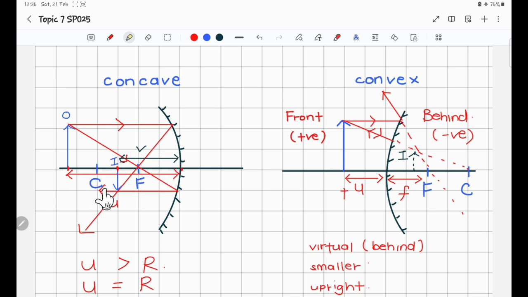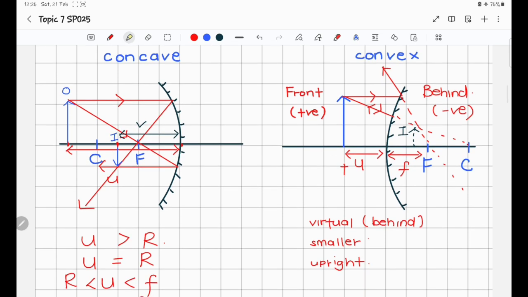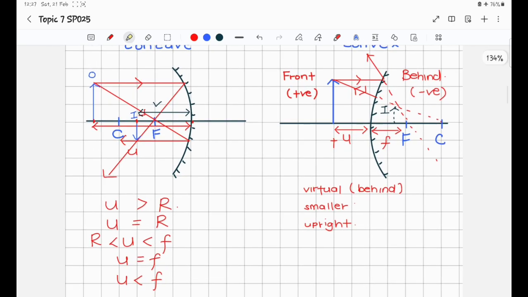the surface. There are 5 different positions of object that will give you 5 different characteristics of images. The first one, we have the object located beyond the center of curvature, as in the object distance U is bigger than the radius. Or we can bring the object closer to the center of curvature, as in exactly on the center of curvature, which is distance U equals R.